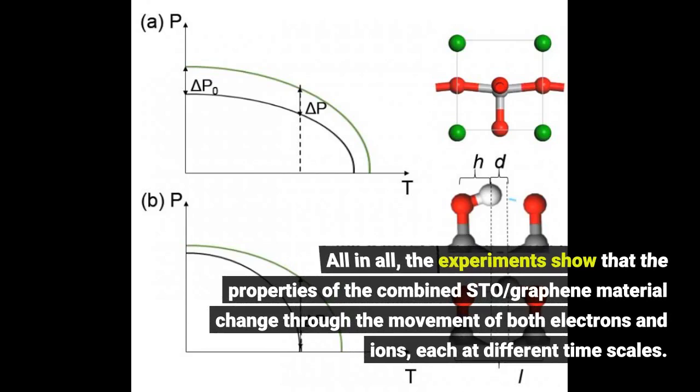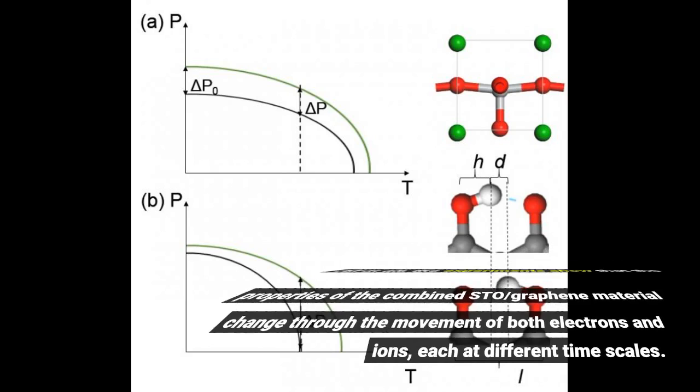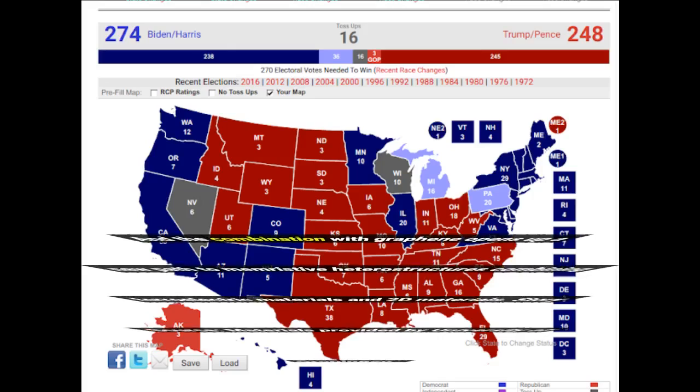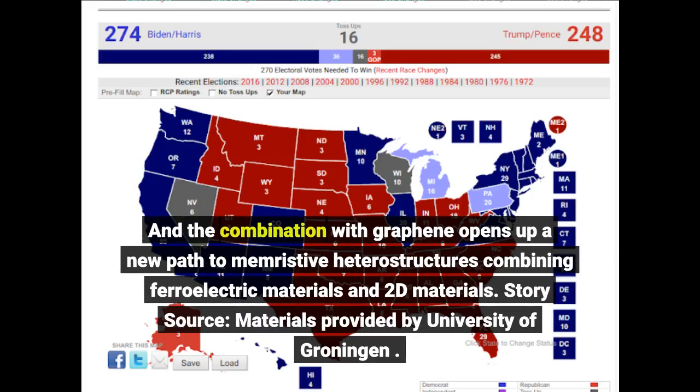All in all, the experiments show that the properties of the combined STO-graphene material change through the movement of both electrons and ions, each at different time scales. According to Banerjee, by harvesting one or the other, we can use the different response times to create memristive effects, which can be compared to short-term or long-term memory effects. The study creates new insights into the behavior of STO memristors. And the combination with graphene opens up a new path to memristive heterostructures combining ferroelectric materials and 2D materials.